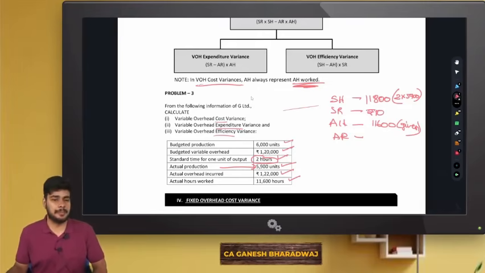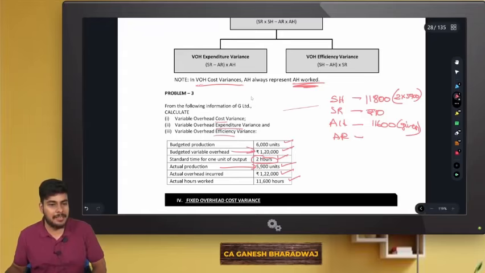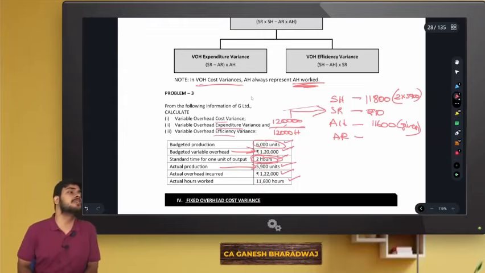How did you get standard rate? Budgeted overheads divided by budgeted hours. So what is your budgeted hours? Budgeted production, 6,000 units into standard time per unit. Can I say my budgeted hours is 12,000? Correct or not? And my budgeted overheads is 1,20,000. So 1,20,000 divided by 12,000. Standard rate is 10. Are you clear with this?